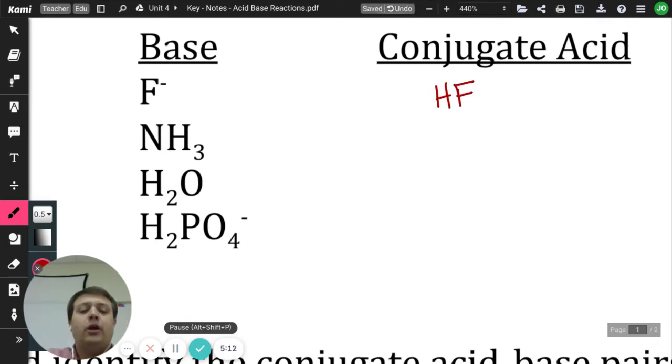Okay. Fluorine here had a negative charge. Hydrogen has a positive charge, so they're going to automatically cancel out. So let's look at our conjugate acid for NH3. So NH3, we are going to gain a hydrogen. So we'll turn into NH4, but hydrogen has a positive charge, so it becomes NH4 with a positive 1 charge.